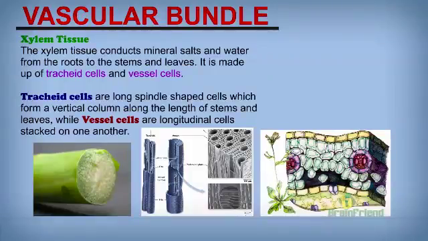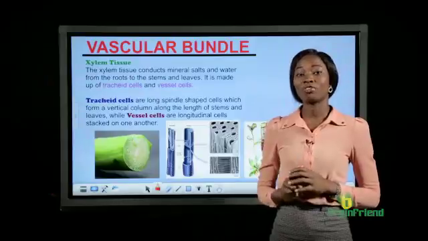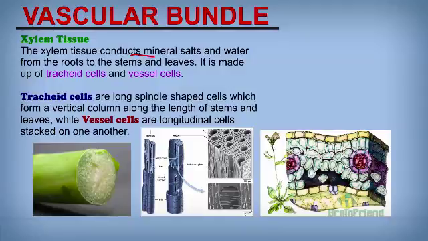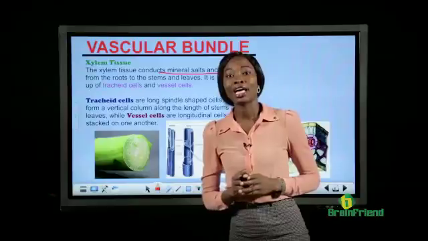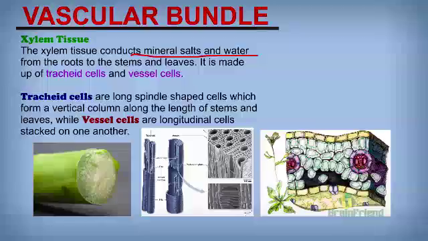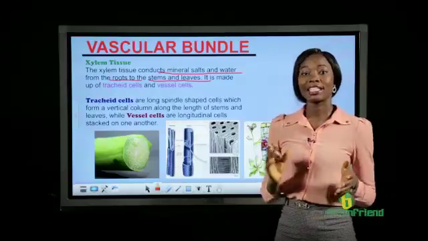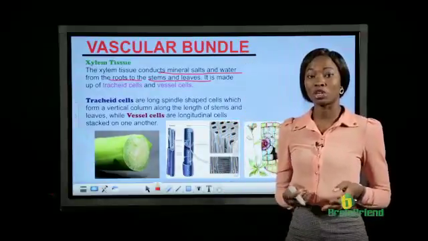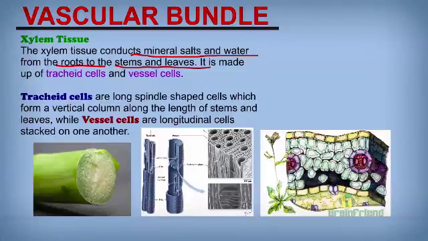The xylem tissue. Xylem tissue is the first type of vascular bundle. It conducts mainly mineral salts and water. It could carry some other materials, but it conducts mainly mineral salts and water. And it conducts these from the roots of plants, and it takes them to the stems and leaves where these items are required. Don't forget, the roots also use mineral salt and water. So the xylem tissue transports mineral salt and water all over the plant.